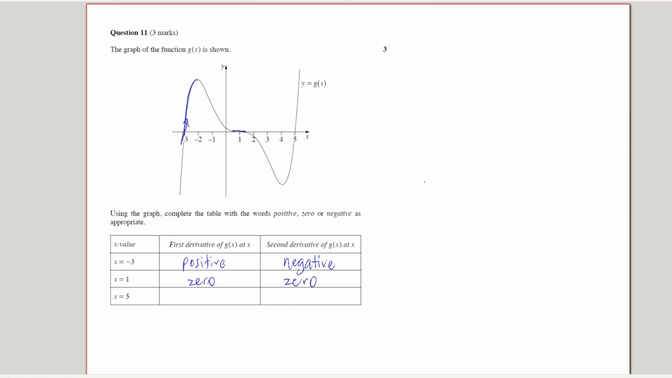Now let's look at x equals 5 again. Draw a little tangent. It's going upwards again, so it has to have a positive first derivative. And which branch is it part of? It's part of this branch, and that's concave up. So that has to be a positive second derivative. Alright. Let's move on to question 12 now.